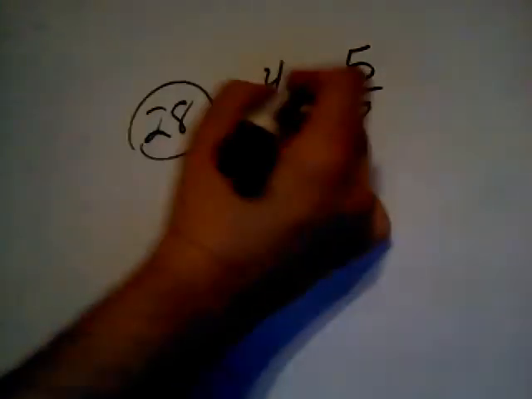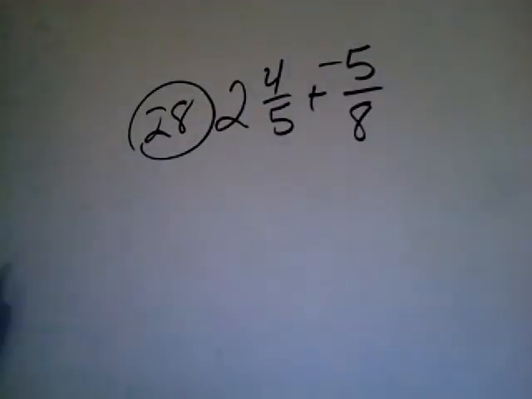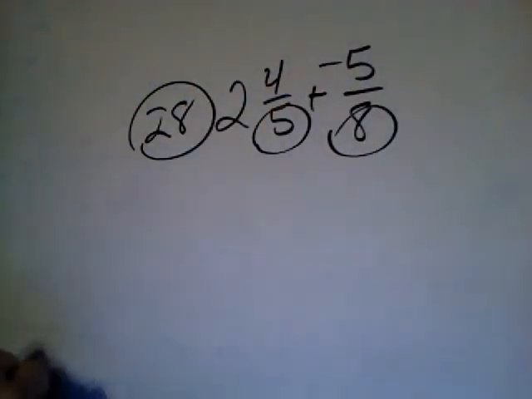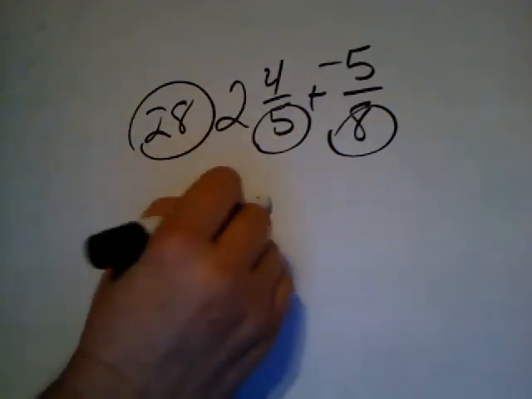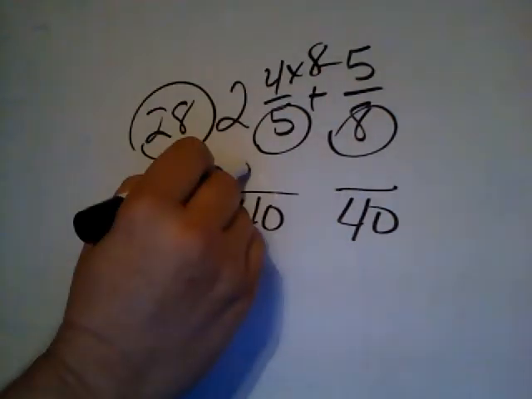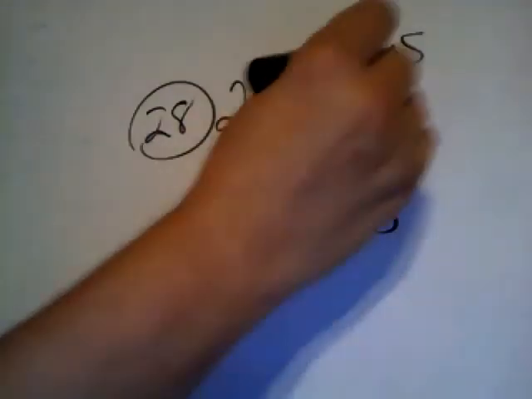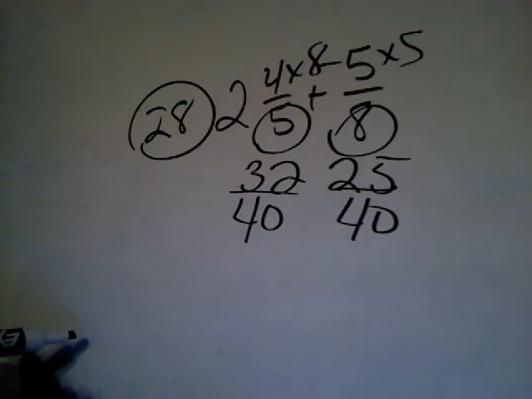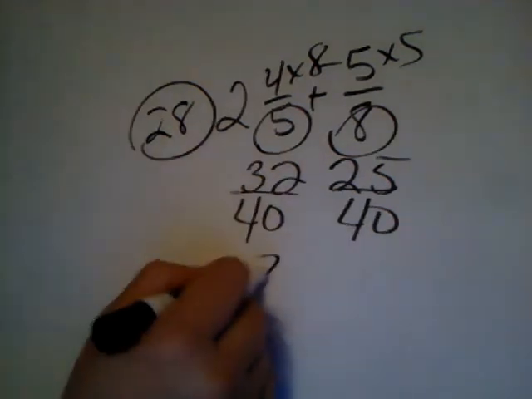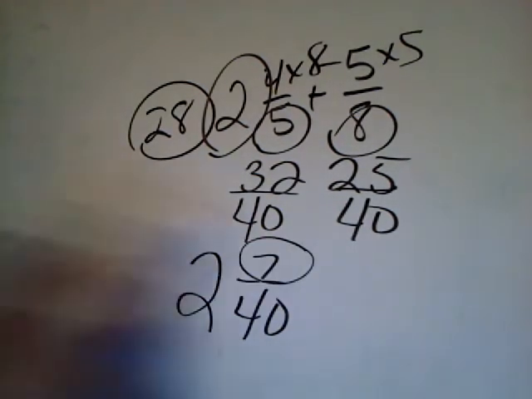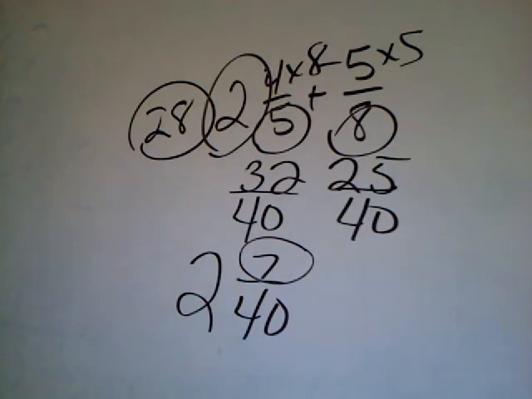Alright, so keep it, change it, change it. The signs are different. So we're going to subtract. We can't subtract until the bottom number is the same. In the previous example, we know that it's 40. So 4 times 8 would be 32, and 5 times 5 would be 25. So we know we're going to subtract. So that would be 7 over 40, and then let's don't throw our whole number away. And this time, this is not larger, so that would be our answer there. Okay.